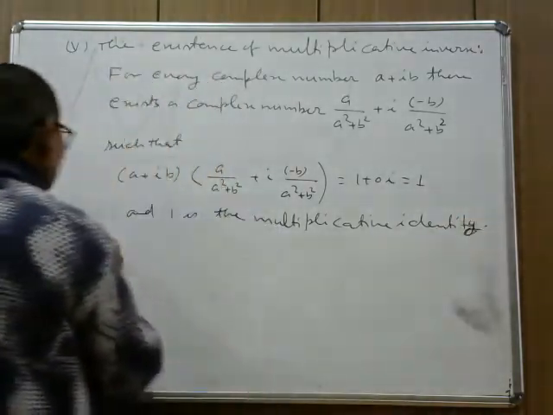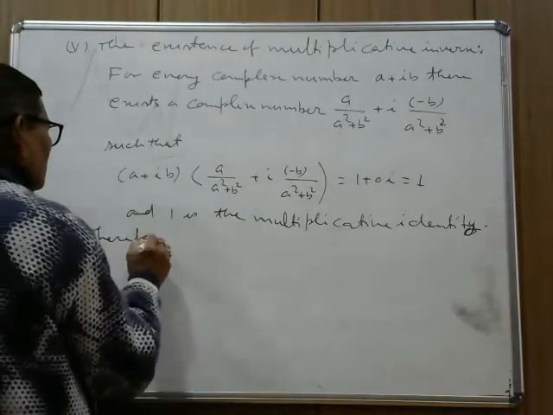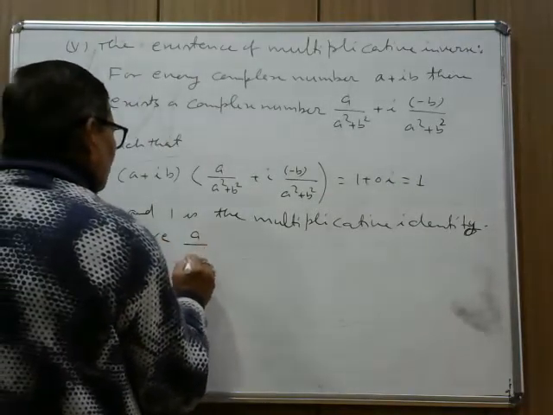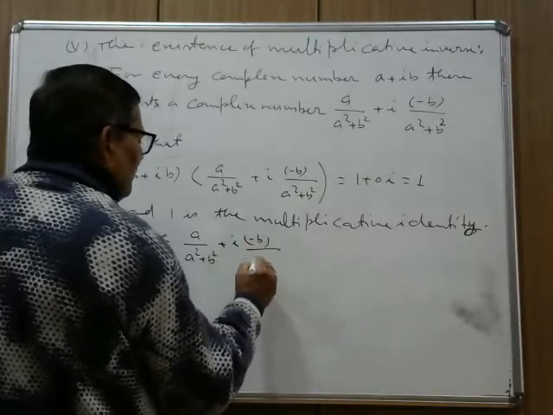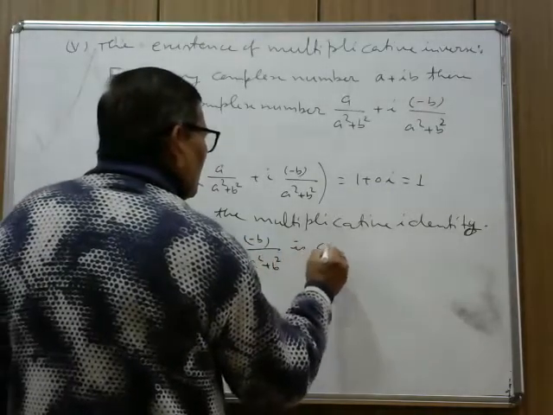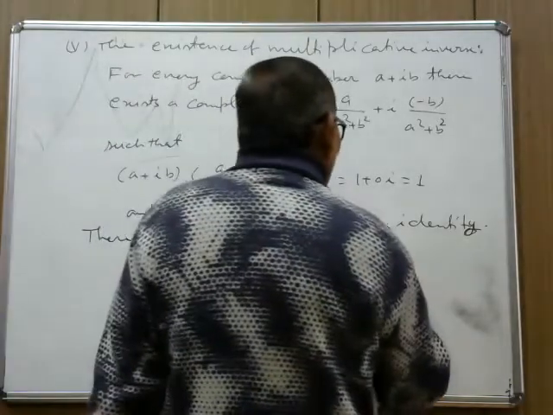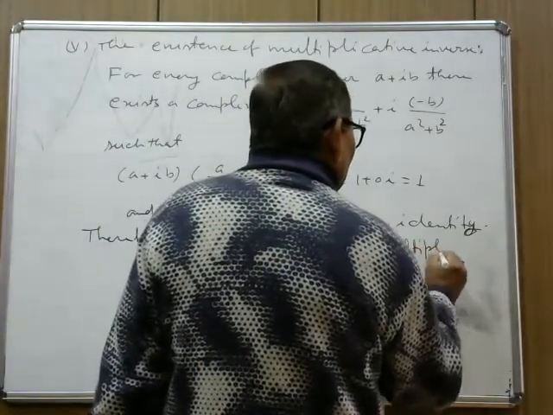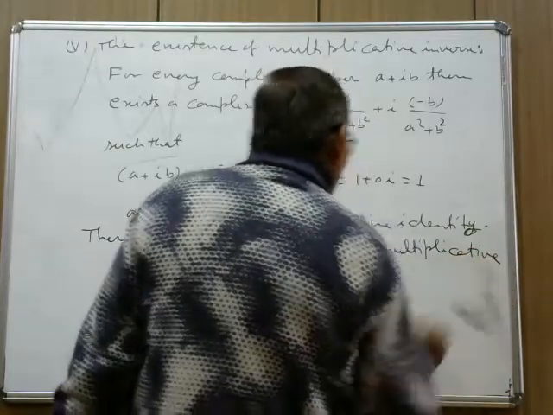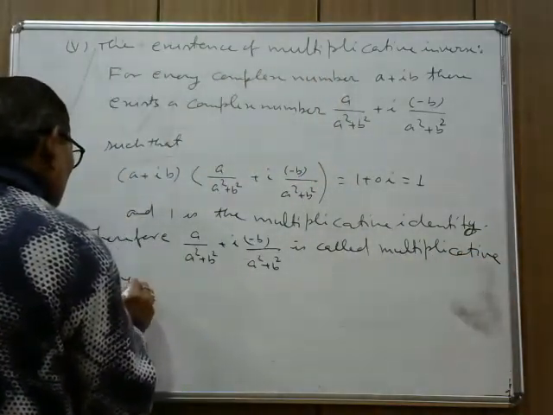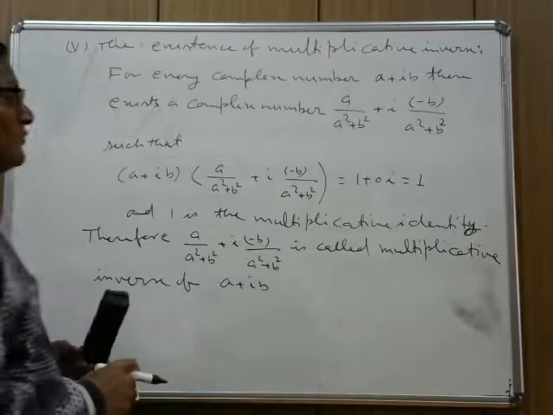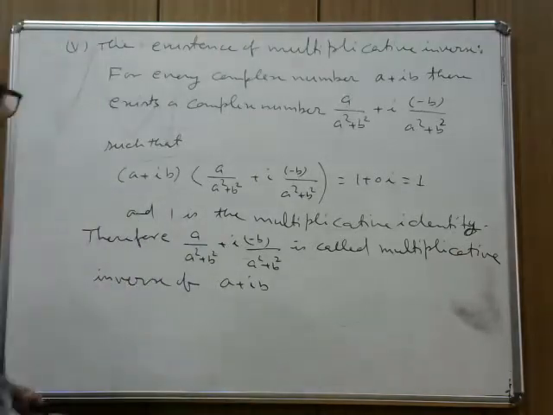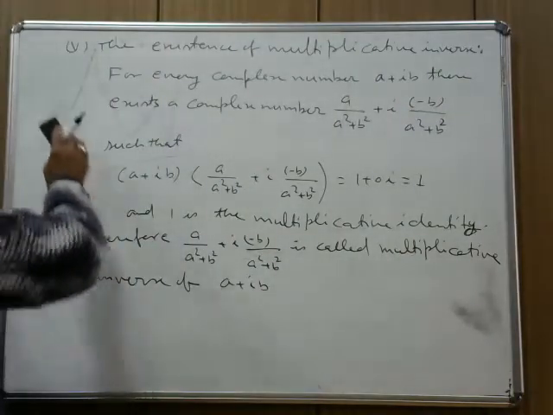Therefore, a upon a square plus b square plus i into minus b upon a square plus b square is called the multiplicative inverse of a plus ib. So now, distributive law. Next one is the distributive law of multiplication over addition.